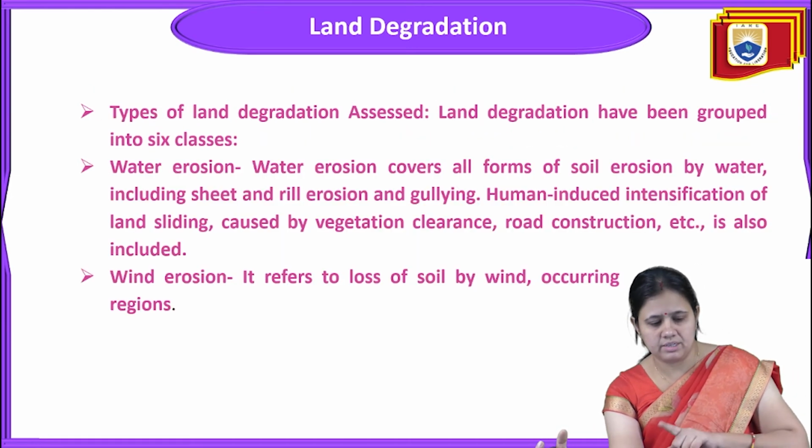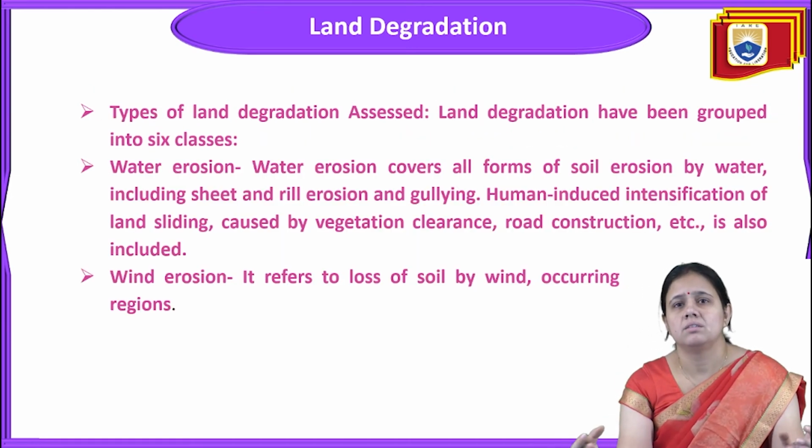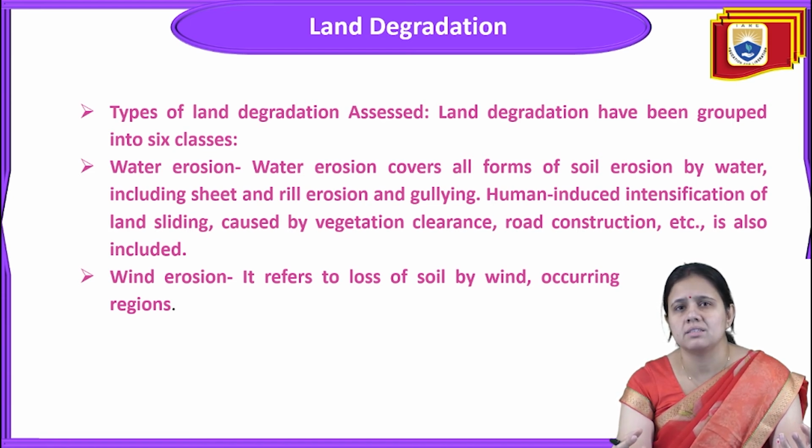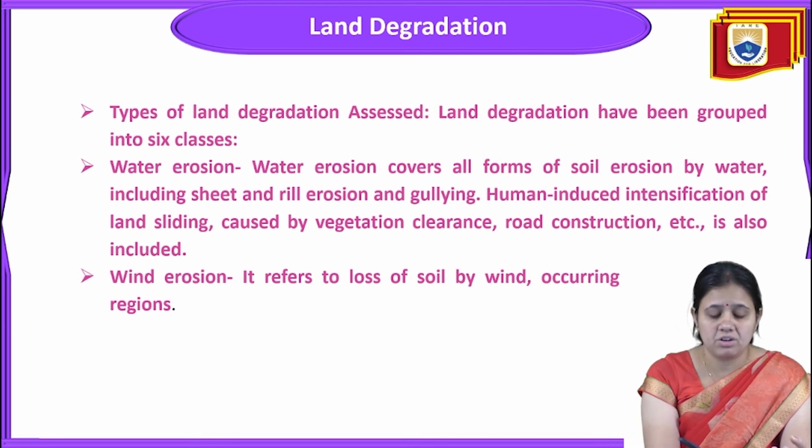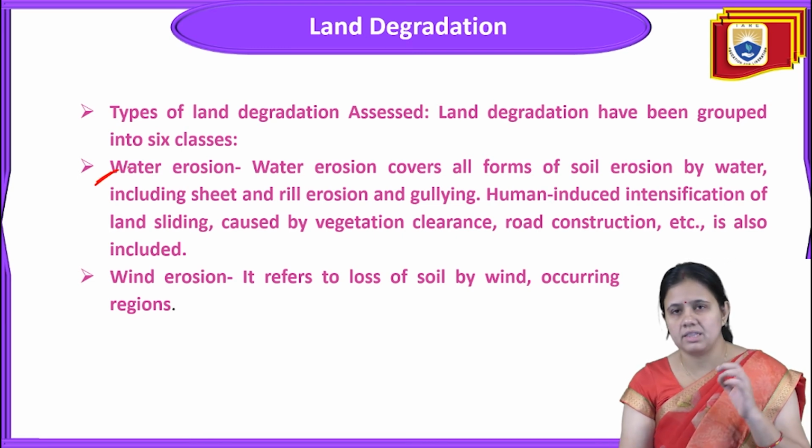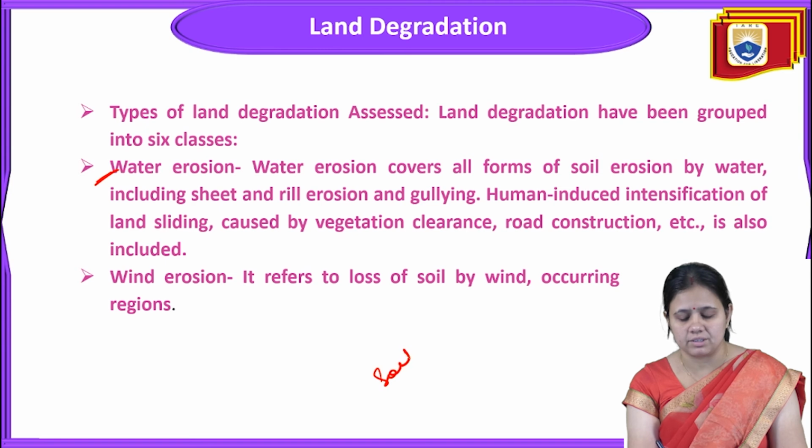Now comes the next thing, the degradation of land. Land degradation has been grouped into 6 classes. First of all, degradation of land by water erosion, which is nothing but soil erosion by water activity.